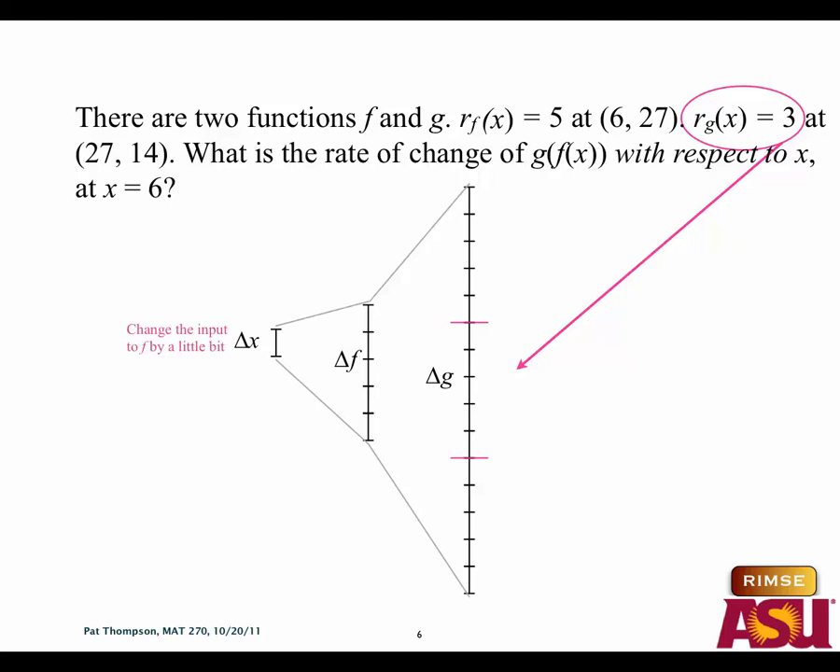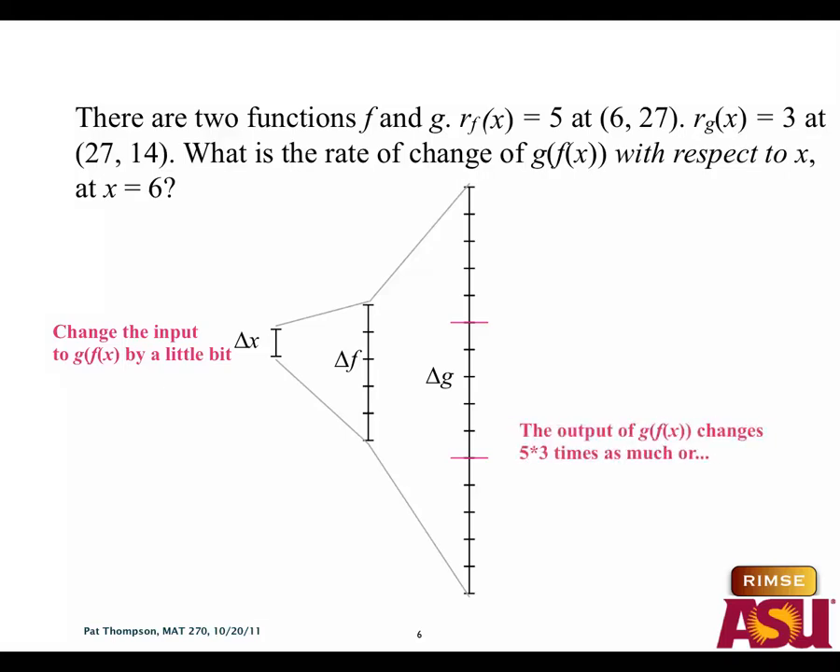So starting from the beginning, how much does g of f of x change when we have a little change in x, or a small delta x? 15 times as much. 5 times 3 times as much as delta x. And where did the 5 come from? The rate of change of f with respect to x. And where did the 3 come from? The rate of change of g with respect to f. Okay?